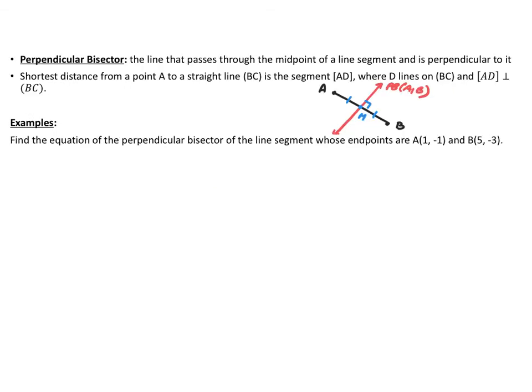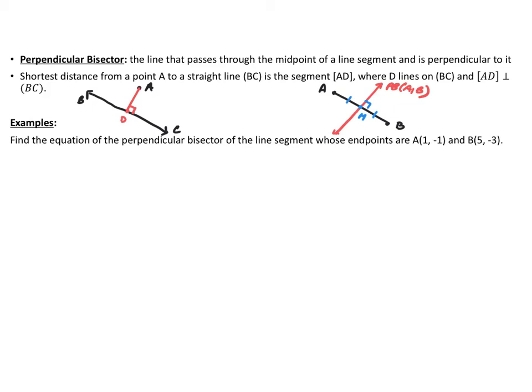So building off of this, a perpendicular bisector, which is something that we constructed back in geometry, is the line that passes through the midpoint of a line segment and is perpendicular to it. So if we have this line segment AB here, if we draw a line that goes through the midpoint, which I called M, and is perpendicular, this is the perpendicular bisector. It bisects, so it splits these two sections in half, and is perpendicular.